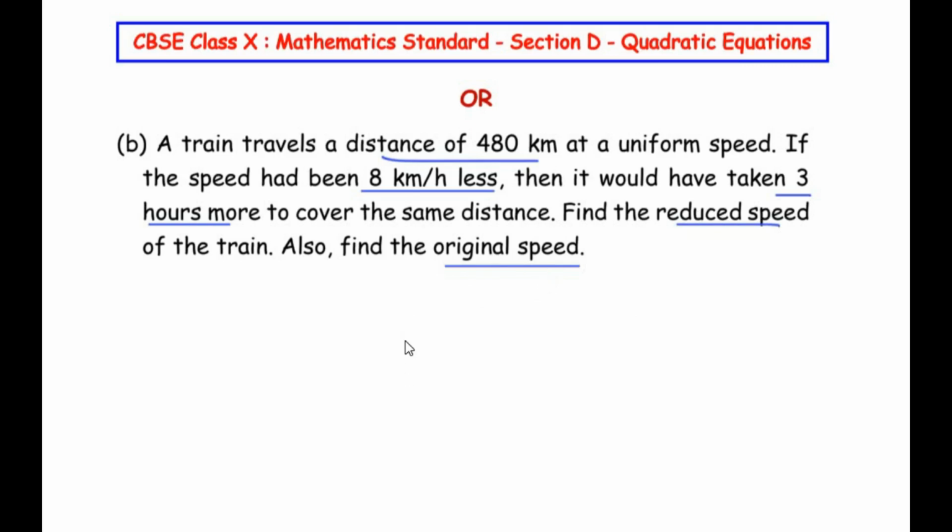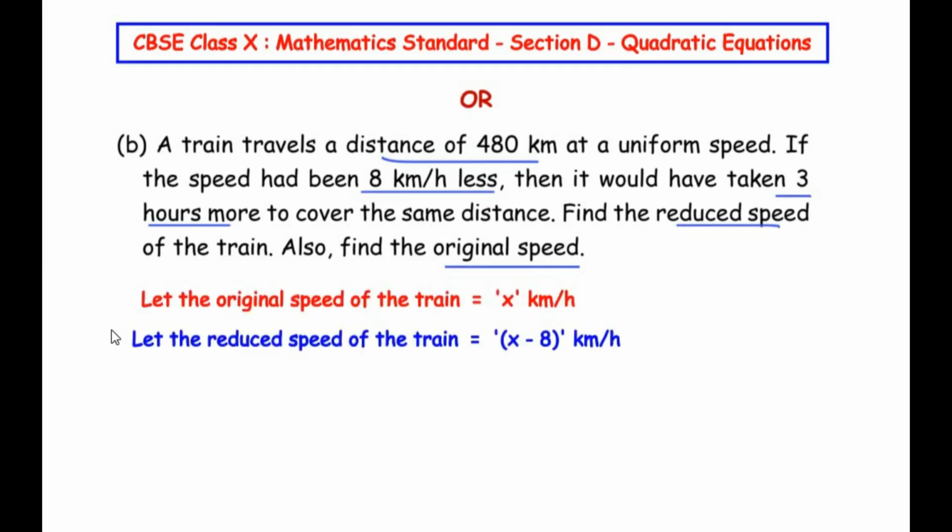So let me write down the required data over here first. So here we have written, let the original speed of the train be x kilometers per hour and let the reduced speed of the train be the original minus 8 kilometers per hour less. Since it is given less, we are going to subtract 8 from x, giving us x minus 8 kilometers per hour.